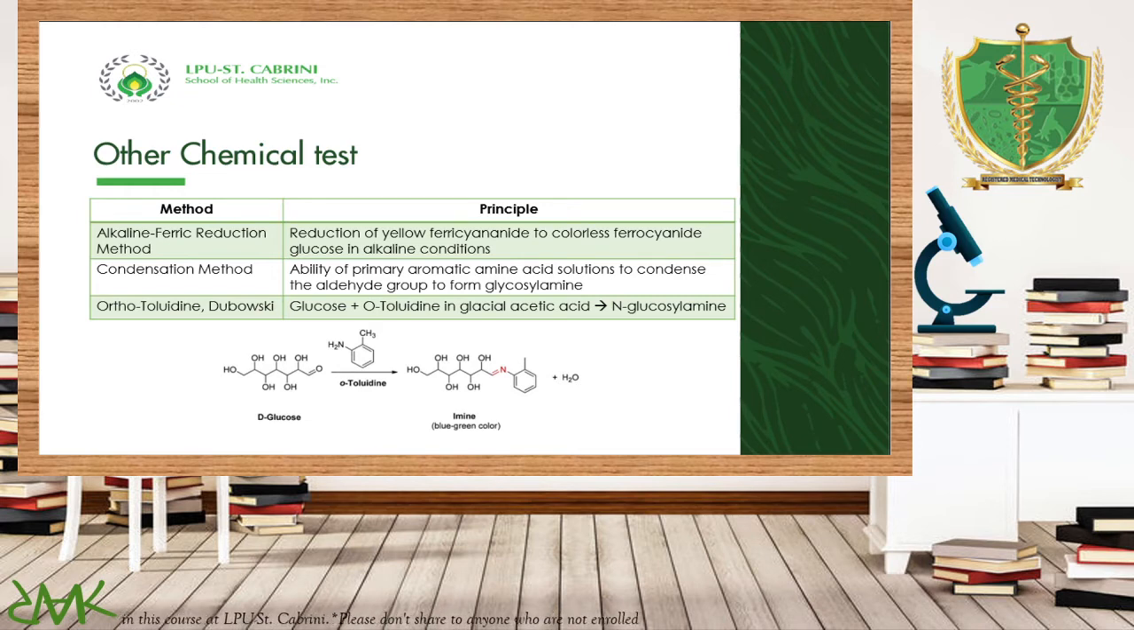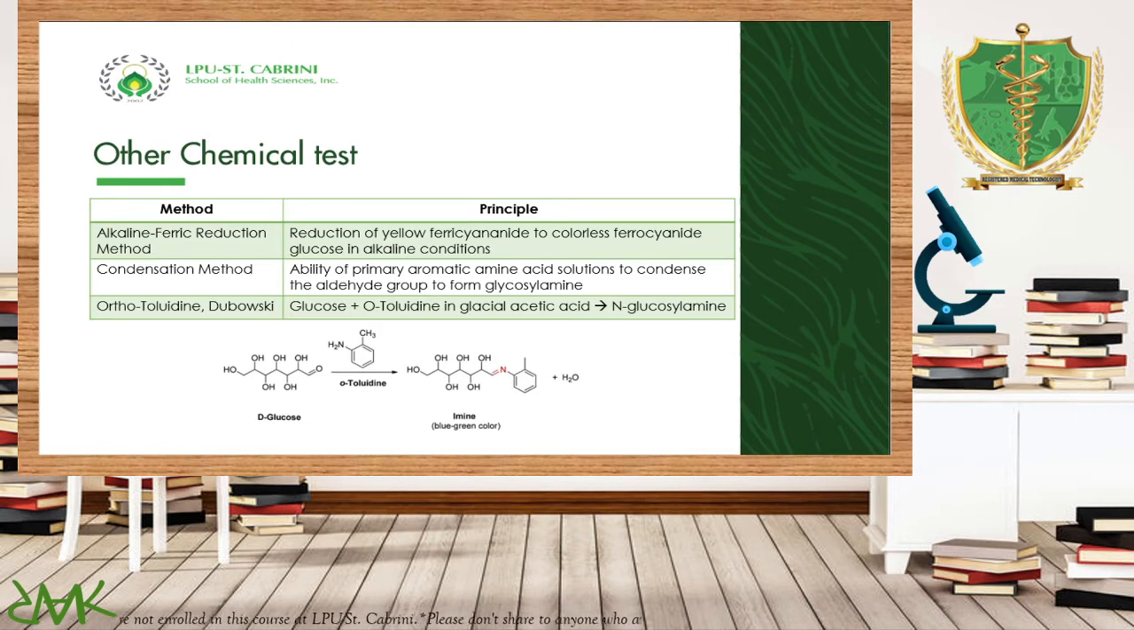Okay, and we have the orthotoluidine. Well, I believe that you are not new with orthotoluidine because I was able to discuss this already in our clinical microscopy class. This is actually the same principle, even though we are going to have urine in CM, and serum or plasma here. That's actually the same thing, no? The same principle. That is glucose plus our orthotoluidine in the presence of our glacial acetic acid, which will produce our N-glucosamyl amine, which will impart a blue-green color, which indicates the presence of our glucose.